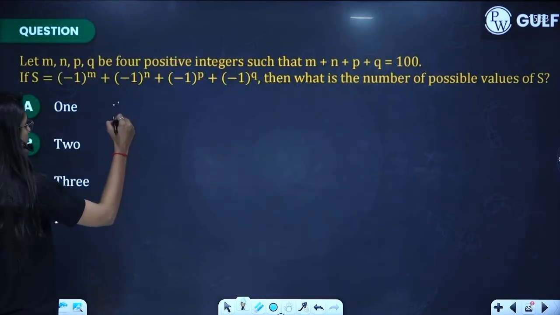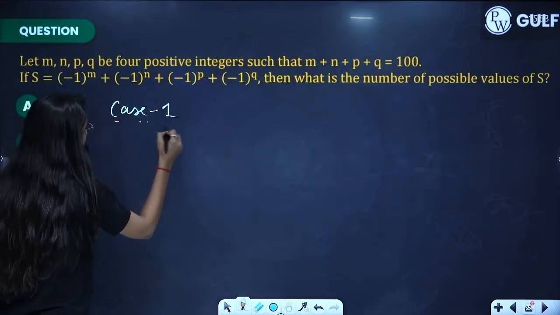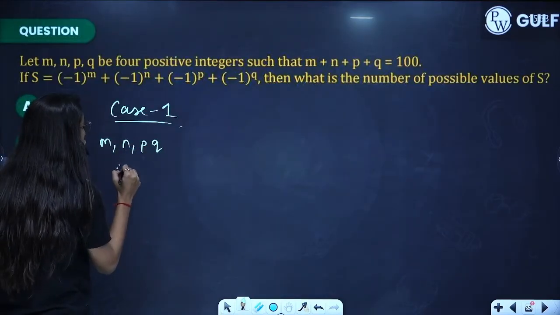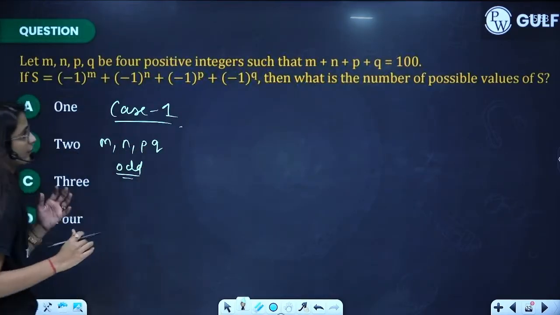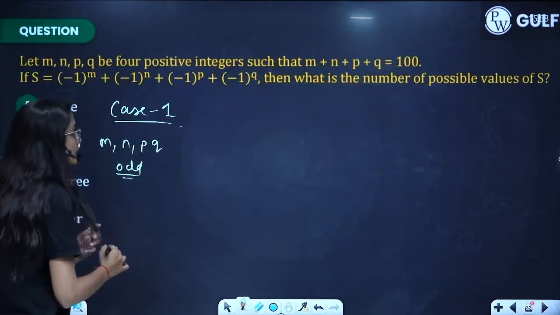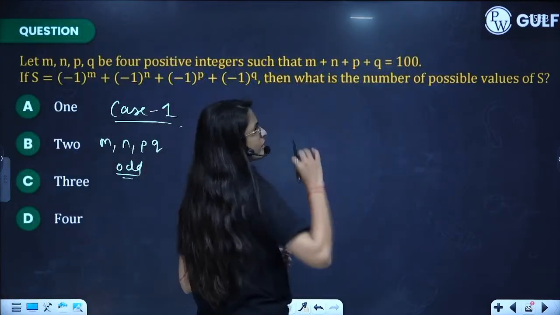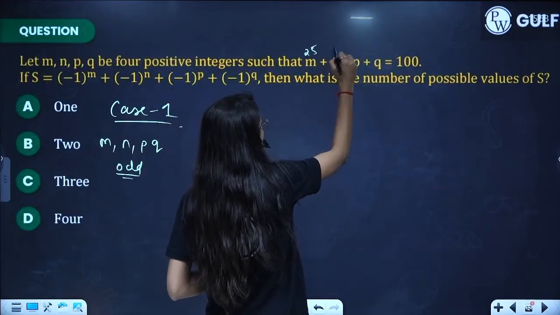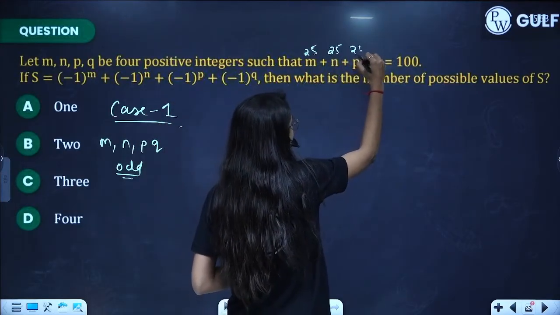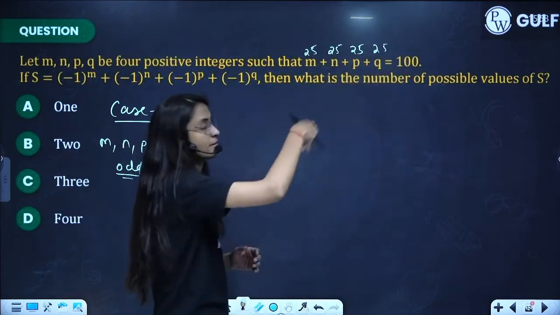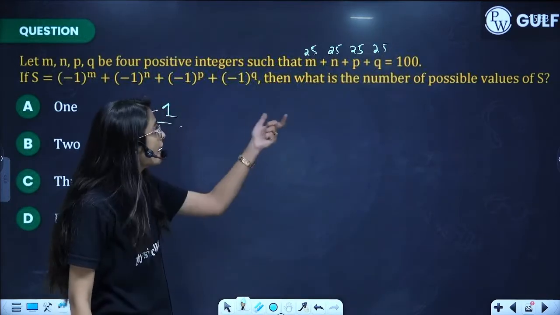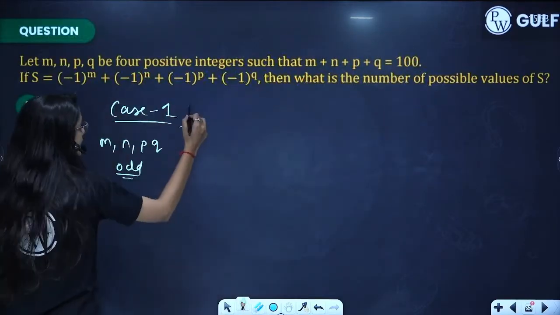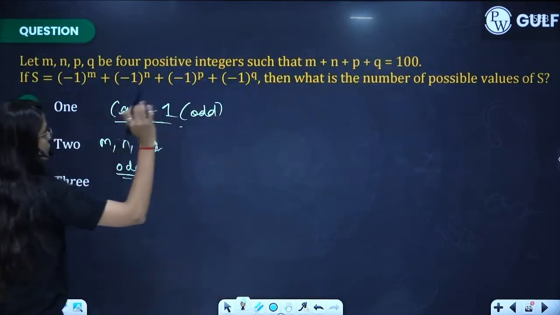Okay. So let's take our case number 1, when our m, n, p and q all are odd. I'll be giving you one example to think about as well. This is a very random example, you can take any numbers if you want. You can take m as 25, n as 25, p as 25 and q as 25. All are summing up to 100, and all are odd as well. So case 1, I have taken odd numbers, and I have given you the examples as well.